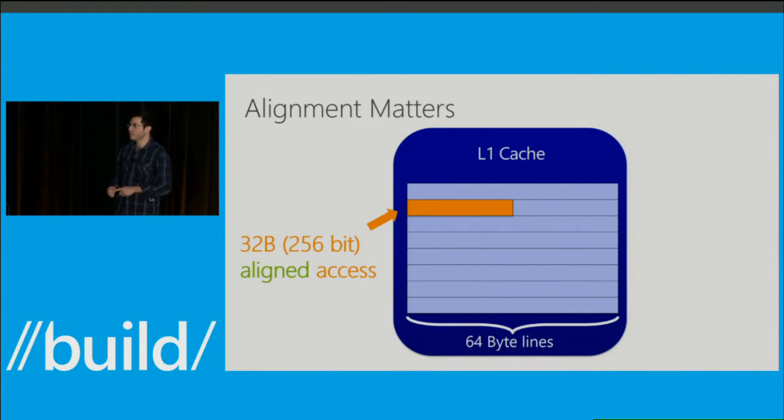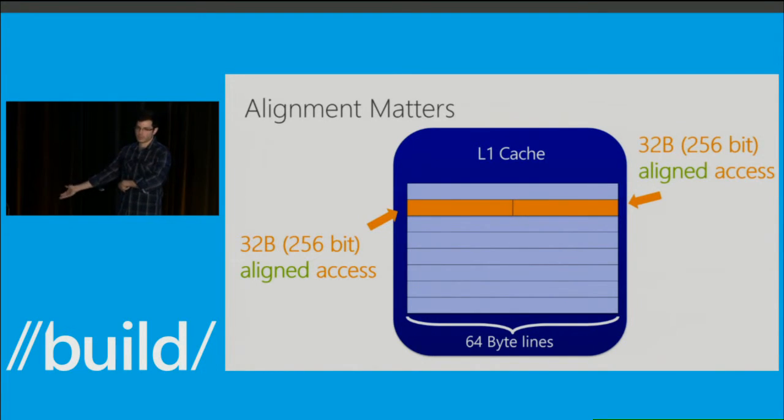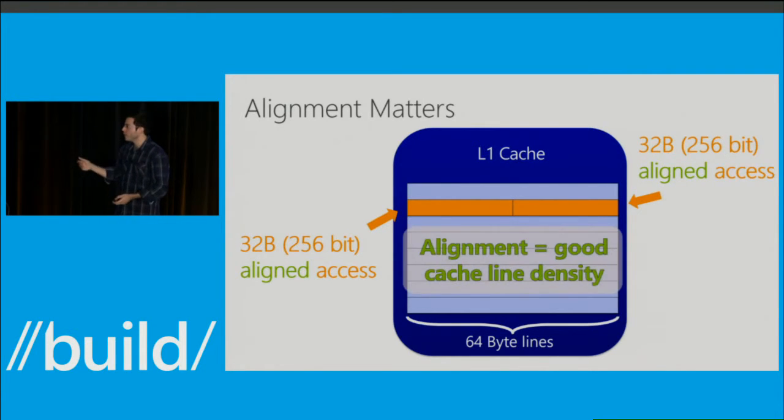This would be an example of an aligned access. And if I access the next 32 bytes worth of data, that would also be an aligned access. And basically what alignment's going to give you is what I like to call good cache line density. I don't know if that's a real word or not, but I use it anyways. Cache line density, what I mean to say is you're accessing 2 elements of memory, 2 32-byte elements of memory, but you're only accessing 1 cache line. That has good cache density, and that's good for performance.